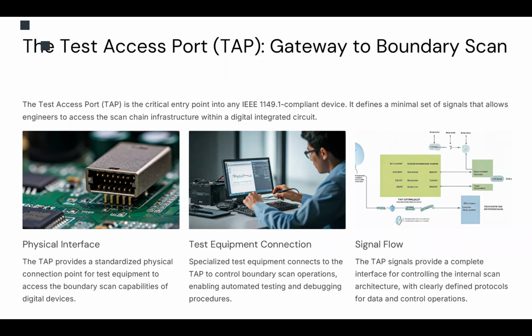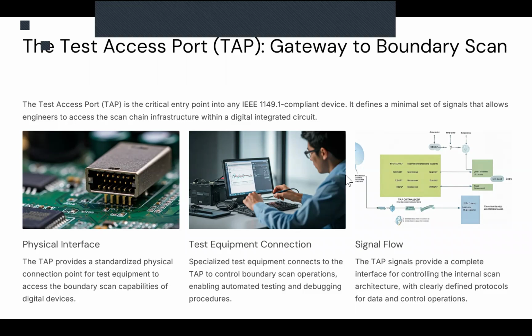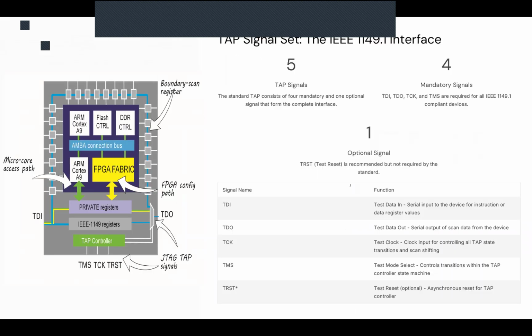Now, the tap signals defined in IEEE 1149.1 are basically used for the tap controller finite state machine, the scan chain, the BSR, the instruction and data registers, and ultimately the entire boundary scan test infrastructure.